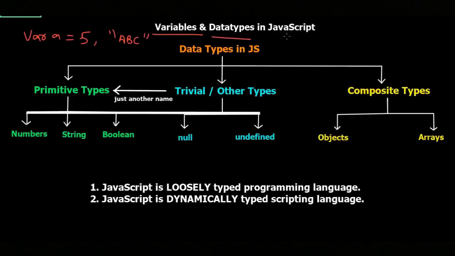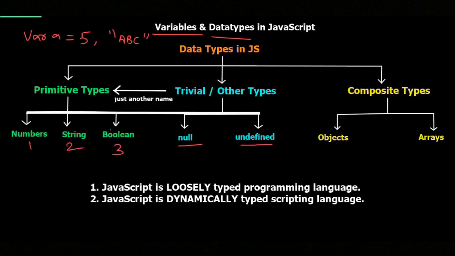So since we are dealing with JavaScript, we have these many data types as you can see in the tree structure. So we have primitive data types, which are 3 different types of primitive data types: number, string and boolean. Then we have some other data types or trivial data types which are actually primitive only, just that they have one more name, that is trivial or other types, which is null and undefined. So this is 1, 2 and 3.